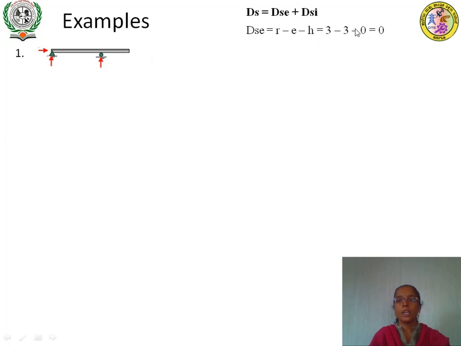2 minus equations are 3, 2 minus 3 is minus 1. So that means it is not stable. If it is 0, then only we can take it as stable. 0 or more than 0, it is stable. If it is less than 0, that is external indeterminacy, it becomes an unstable structure. Even though it is determinate, it becomes an unstable structure.